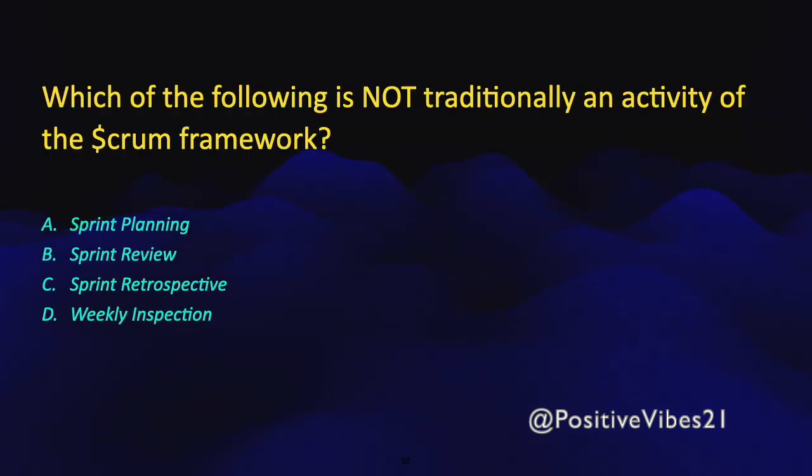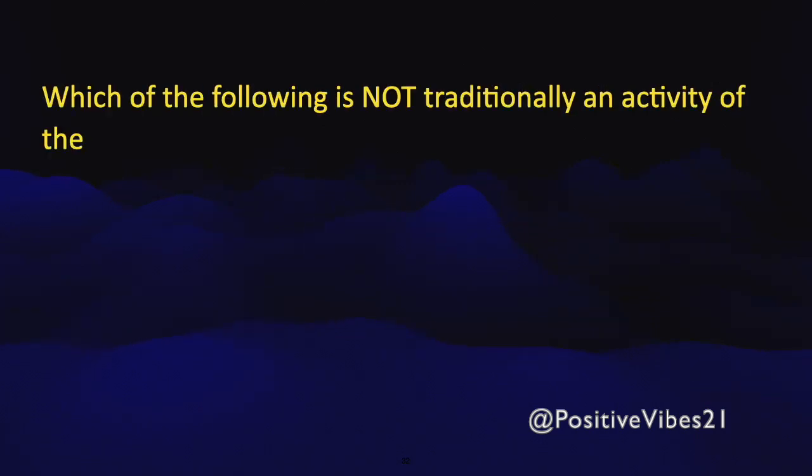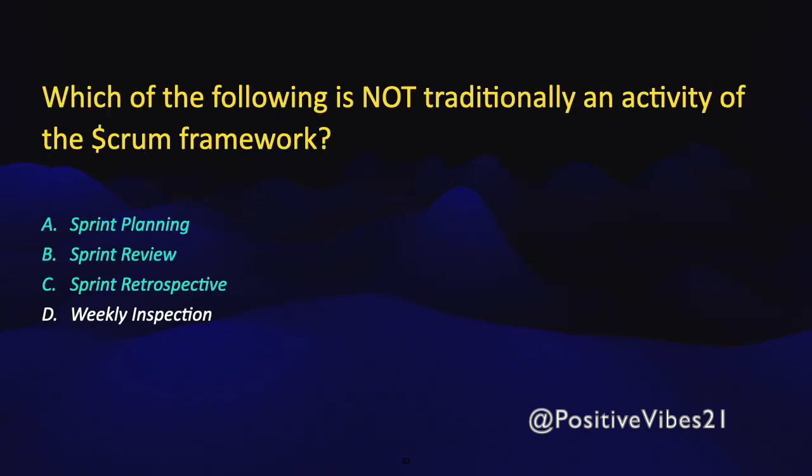Which of the following is not traditionally an activity of the Scrum framework? Okay, so we know out of Scrum framework there are different activities, right? So which one is not part of it? Sprint planning, sprint review, sprint retrospective, weekly inspection. So of course, first three are called Scrum ceremonies, so we are very clear about these. But the last one, weekly inspection, I think that is the odd one. Yeah. So option D is the right answer for this question.